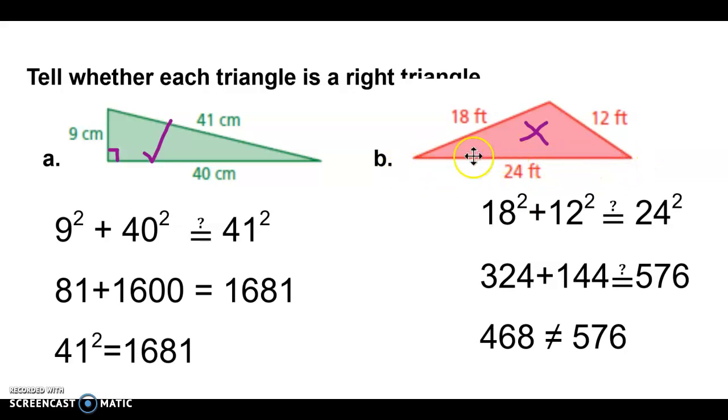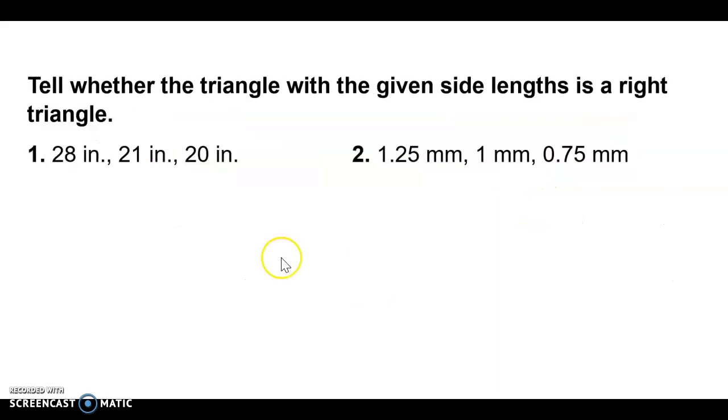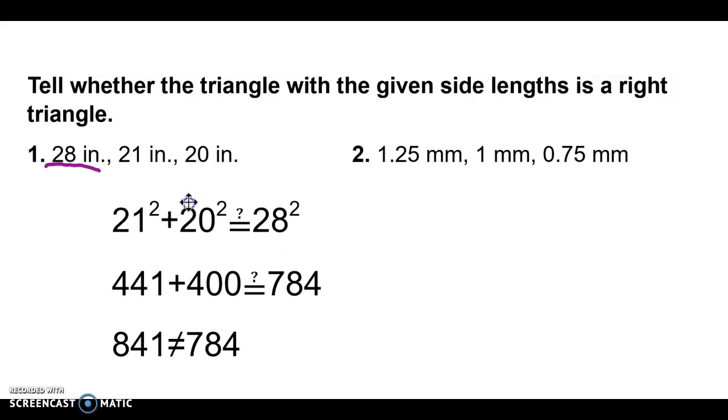Here I could see this is the longest side. It's opposite to the wide angle, so I could see that. On these ones, I don't have the picture, but I do know that the longest side is always the one that's going to be alone. It's going to be on the C. So I can go here and just plug it in like I did before.